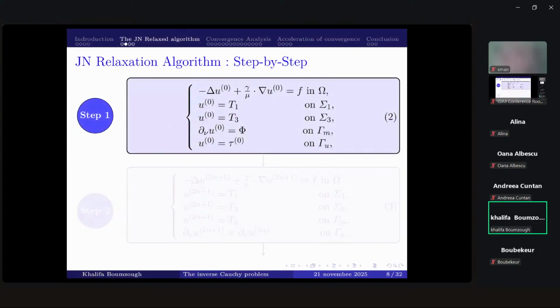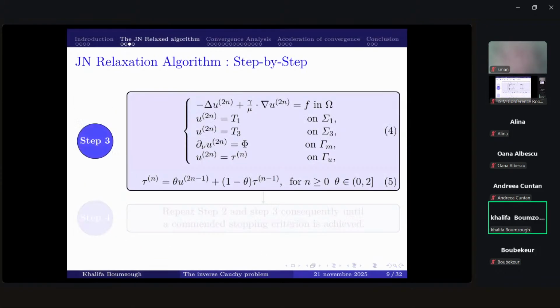Let me now explain the structure of the GN-relaxed algorithm. The idea is to alternate between two problems: an odd iteration problem with Dirichlet data on one side of the boundary and an even iteration problem with Neumann data on the same side. At every iteration, the algorithm updates the estimate of the missing boundary data using an acceleration parameter, our relaxation parameter theta.